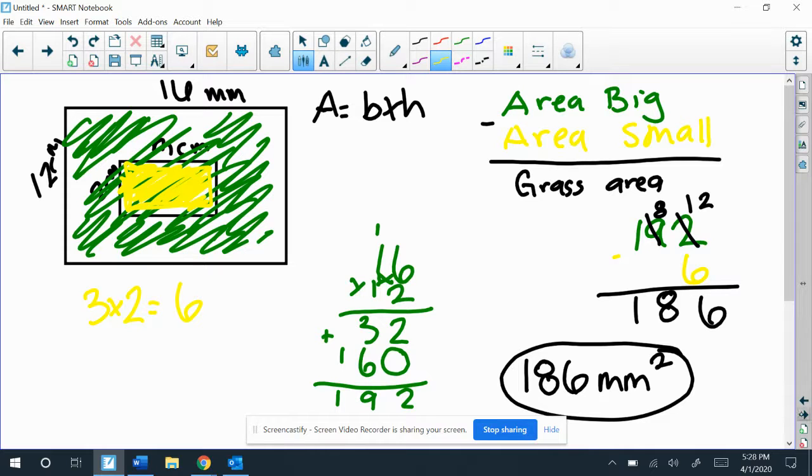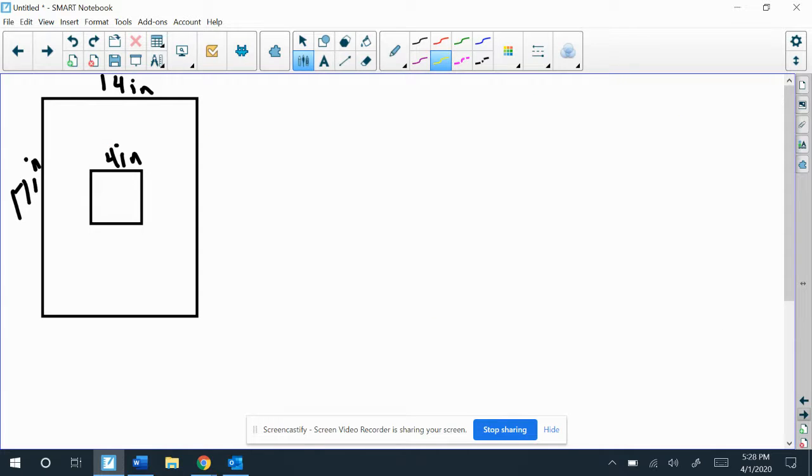Go ahead and solve this next one by yourself. Please remember that we need to find the big area, the small area, and then subtract them. All right, let's see how you did.